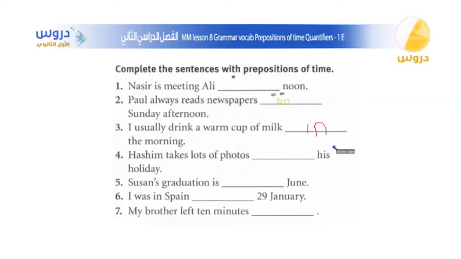Number 4, Hashim takes lots of photos during his holiday. No, it's not in. Who can change it? We have other prepositions of time, not in, not on, not at. Let me remind you: during, from, to, till, until, before, after, ago. It's during. That's right. So Hashim takes lots of photos during his holiday.